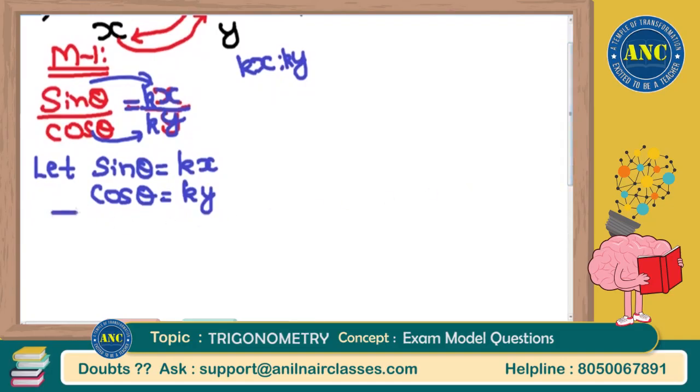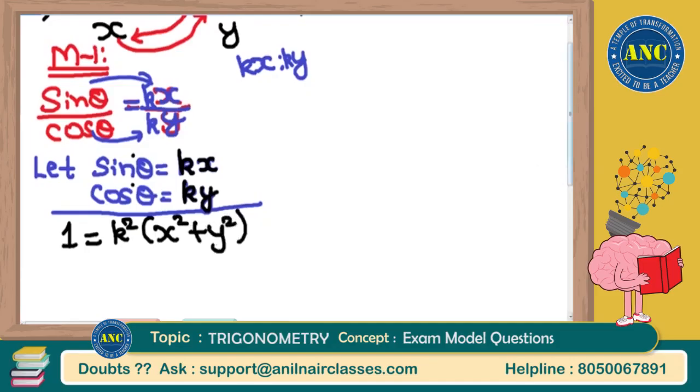Now, I square it on the left hand side and right hand side. How do we know that we need to square it? Because I have a beautiful identity called sin square theta plus cos square theta. If I square, I will get sin square theta. If I square, I will get cos square theta, and I should add it. If I square it and add it on the left hand side, it becomes sin square theta plus cos square theta, which is 1. Similarly, on the right hand side, k square x square plus k square y square, with k square as common factor, becomes k square into x square plus y square.